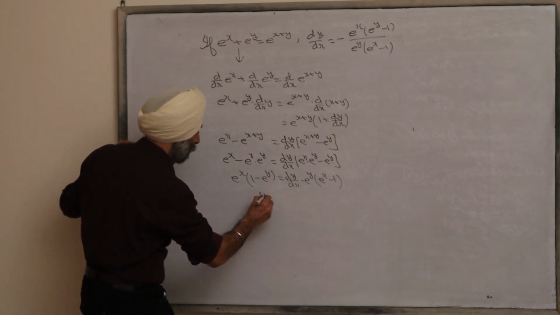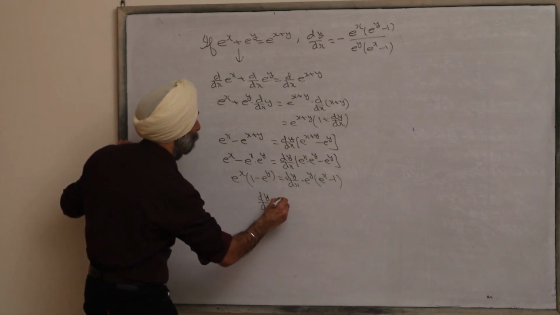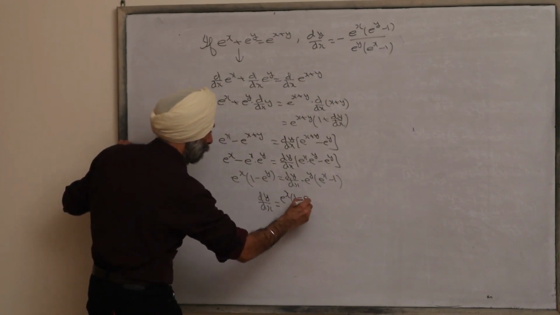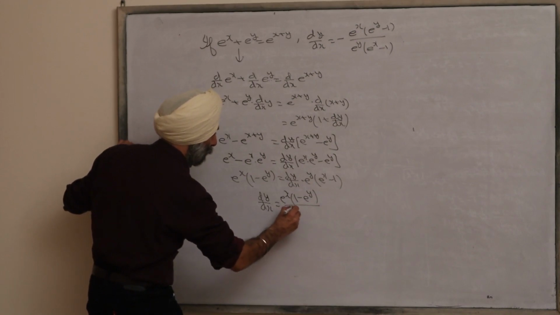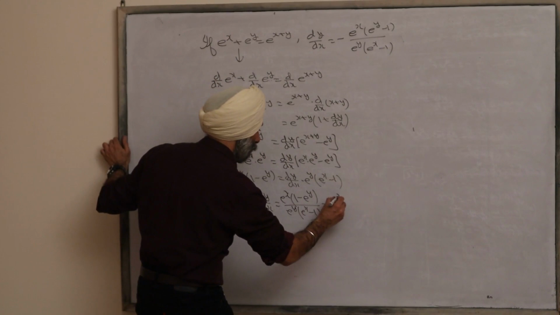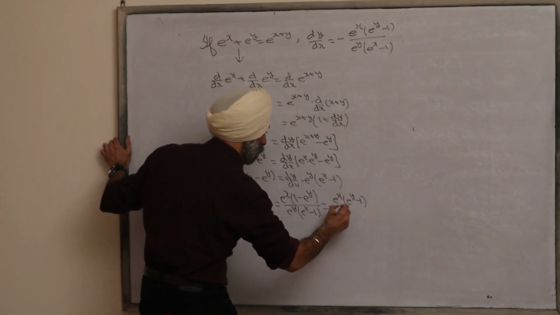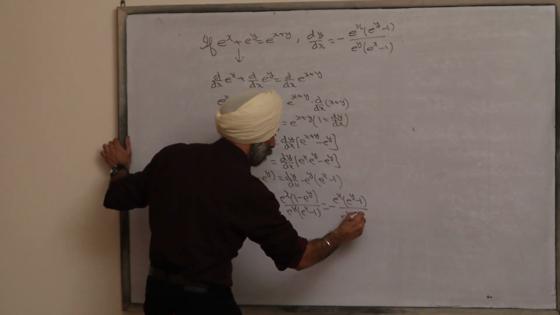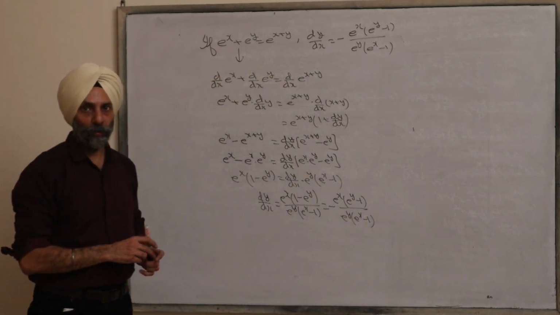So which means that dy over dx is equal to e raised to x into (1 minus e raised to y) over e raised to y into (e raised to x minus 1), which is minus e raised to x into (e raised to y minus 1) over e raised to y into (e raised to x minus 1).